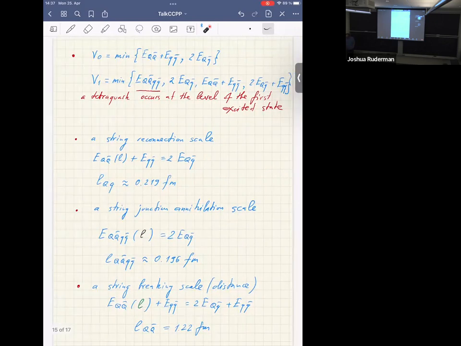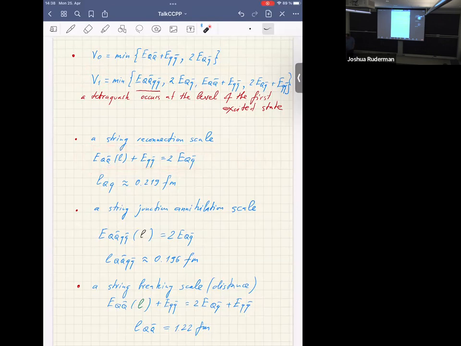Then, of course, note that the ground state energy is defined in terms of two configurations, but the first excited state is defined in terms of this compact tetraquark configuration, the first one, and then all this bunch of others. So it's a novelty that the tetraquark occurs at the level of the first excited state in the system. That makes the problem much more difficult. And formally, again, I can introduce three scales, just equating the diagonal elements of the effective Hamiltonian. I already showed you the string reconnection scale.